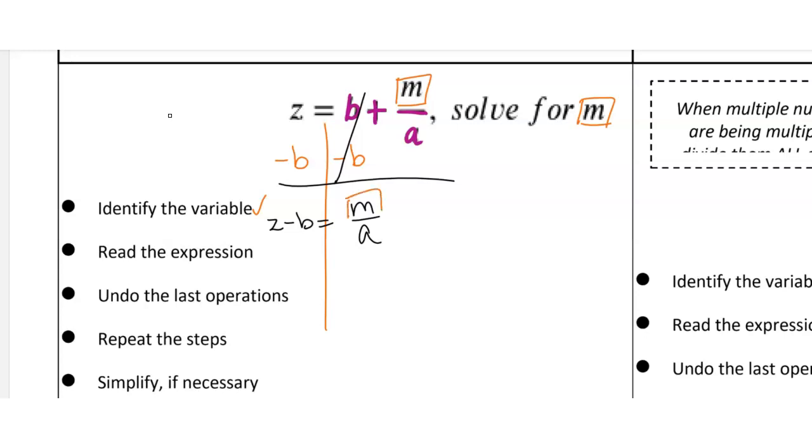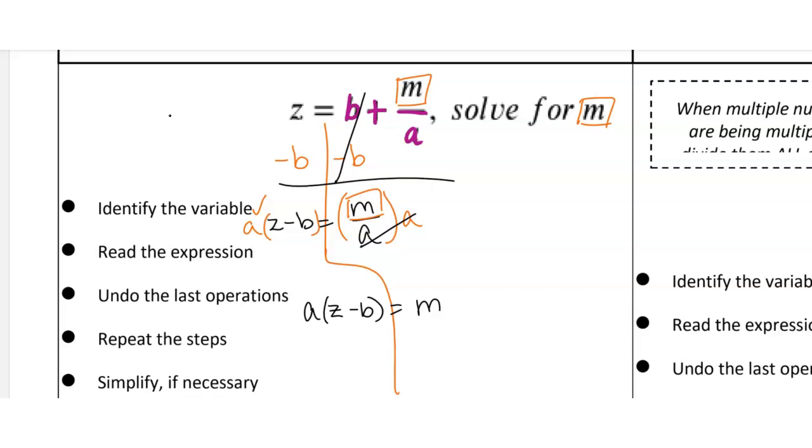Again, we're going to repeat the process. We've got m, we're dividing it by a, and since the last thing is dividing by a, we're going to undo it by multiplying by a. Move it on this side, so we get a times z minus b is equal to m.